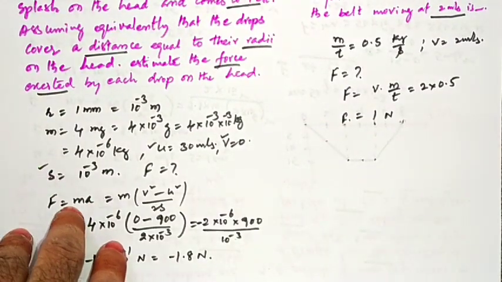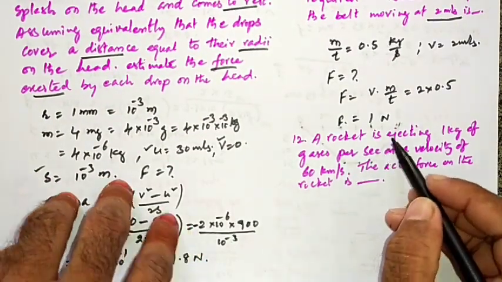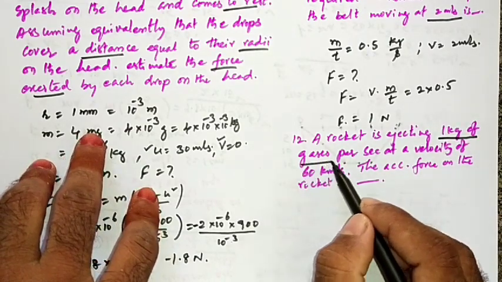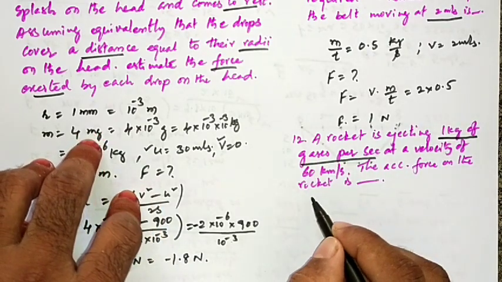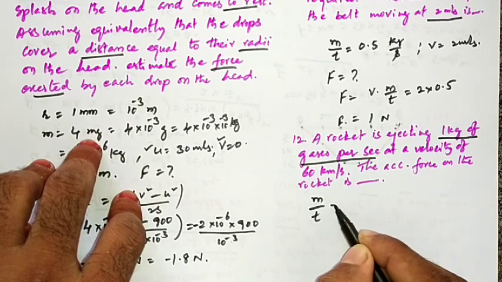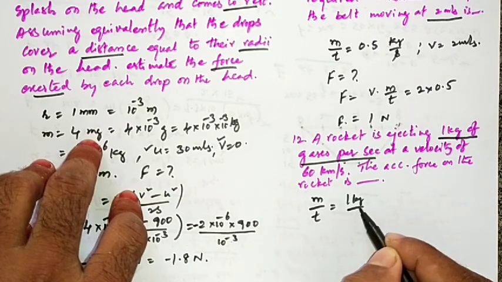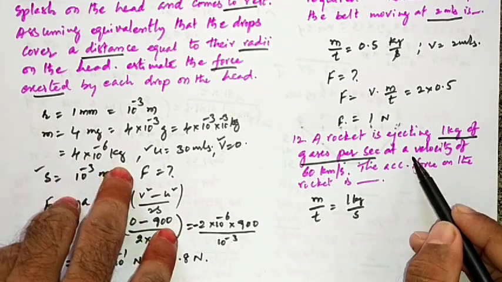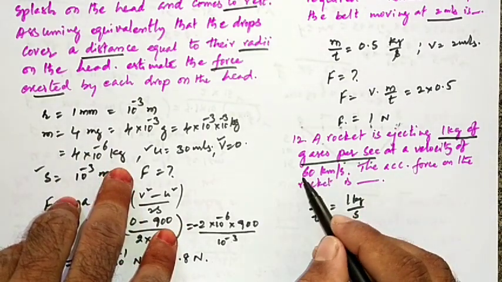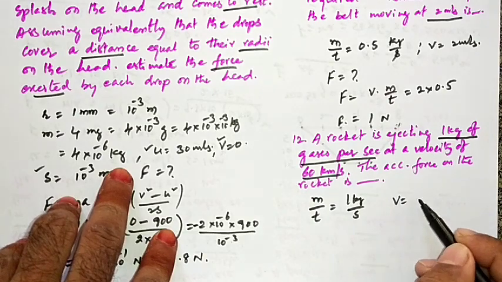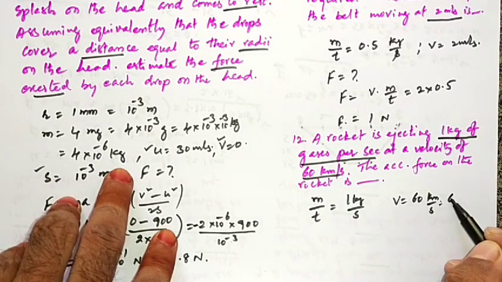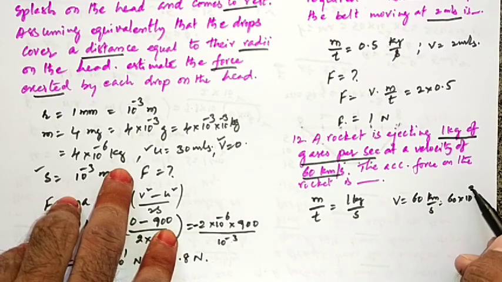See this one. A rocket is ejecting 1 kg of gas per second. Again, what is given? dm by dt is given, 1 kg per second. Now, with a velocity of 60 kilometers per second. With what velocity is it ejecting? 60 kilometers per second, that is 60 into 10 power 3 meters per second I can write.